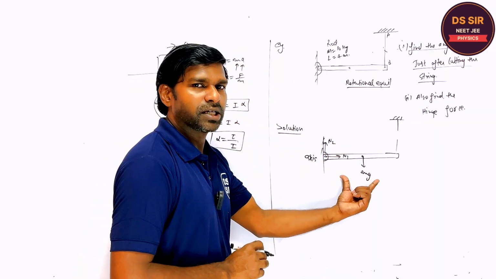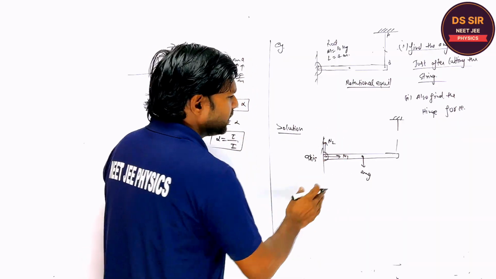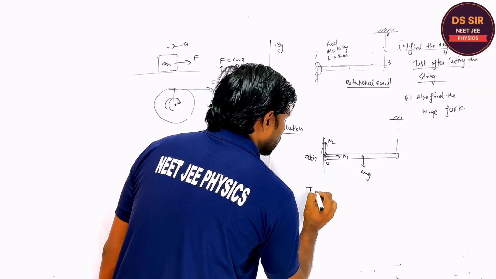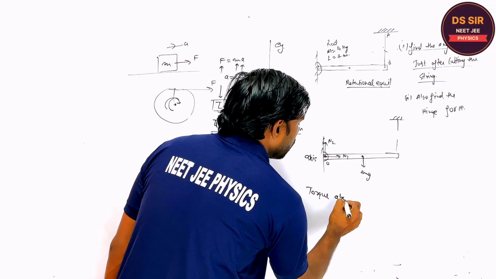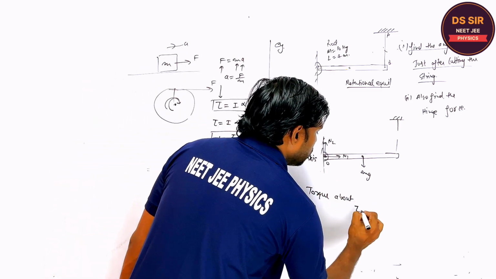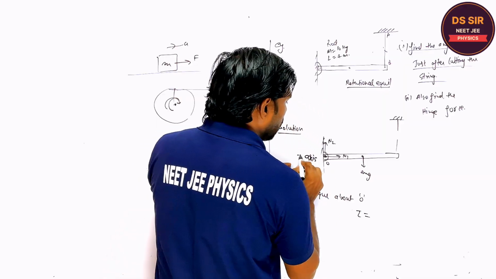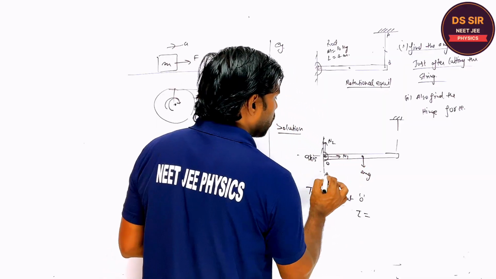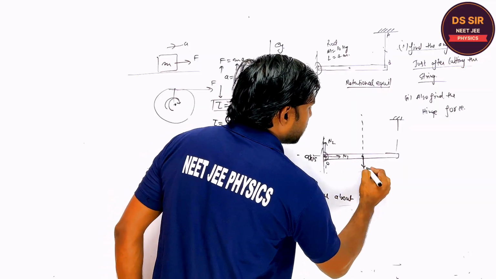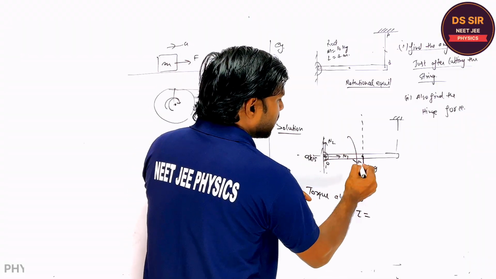So how many forces are acting? 1, 2, 3, we can assume. If this is the axis of rotation, can you find the torque about O? Because torque is required to find. What is the torque about O? The torque of N1 is 0. The torque of N2 is 0. Only which force will provide the torque? Only mg will provide the torque, in this direction.